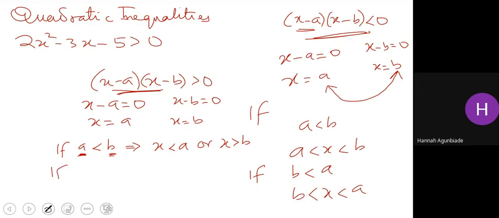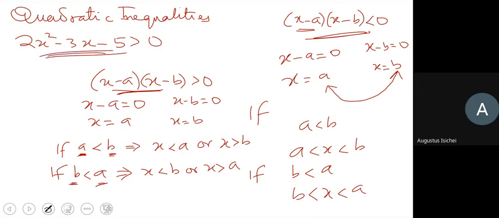But if B is less than A, if B is smaller than A, then your answer would be x less than the smaller number, which is B in this case, or x greater than the bigger number, which is A in this case. So whenever it is "or", I'd like you to note down these things we just explained. We use them to solve this question, but this time around we are looking at the case where the inequality sign is the greater than sign.